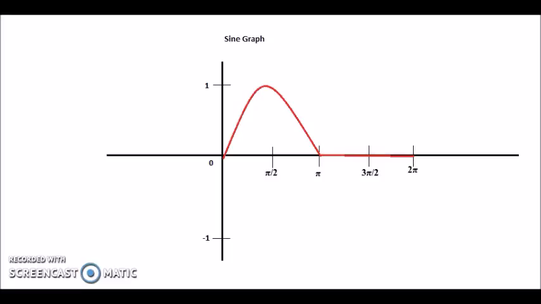After the maximum point, it continues to decrease and intersect at pi until it reaches -1, which is 1 unit below 3 pi over 2. This is known as the minimum point. Lastly, in order to have a full cycle, the graph increases from the minimum point to 2 pi, and that is the end of one cycle.